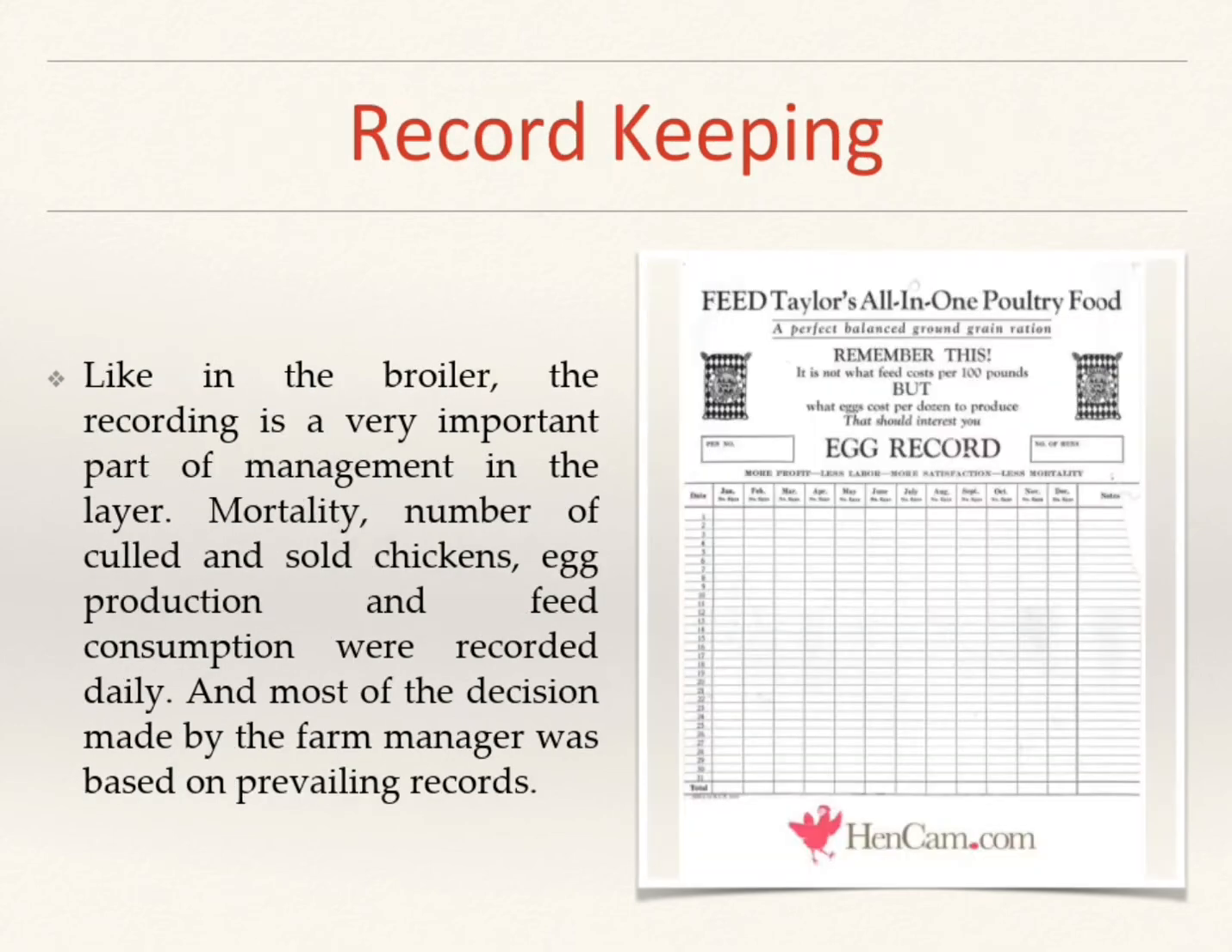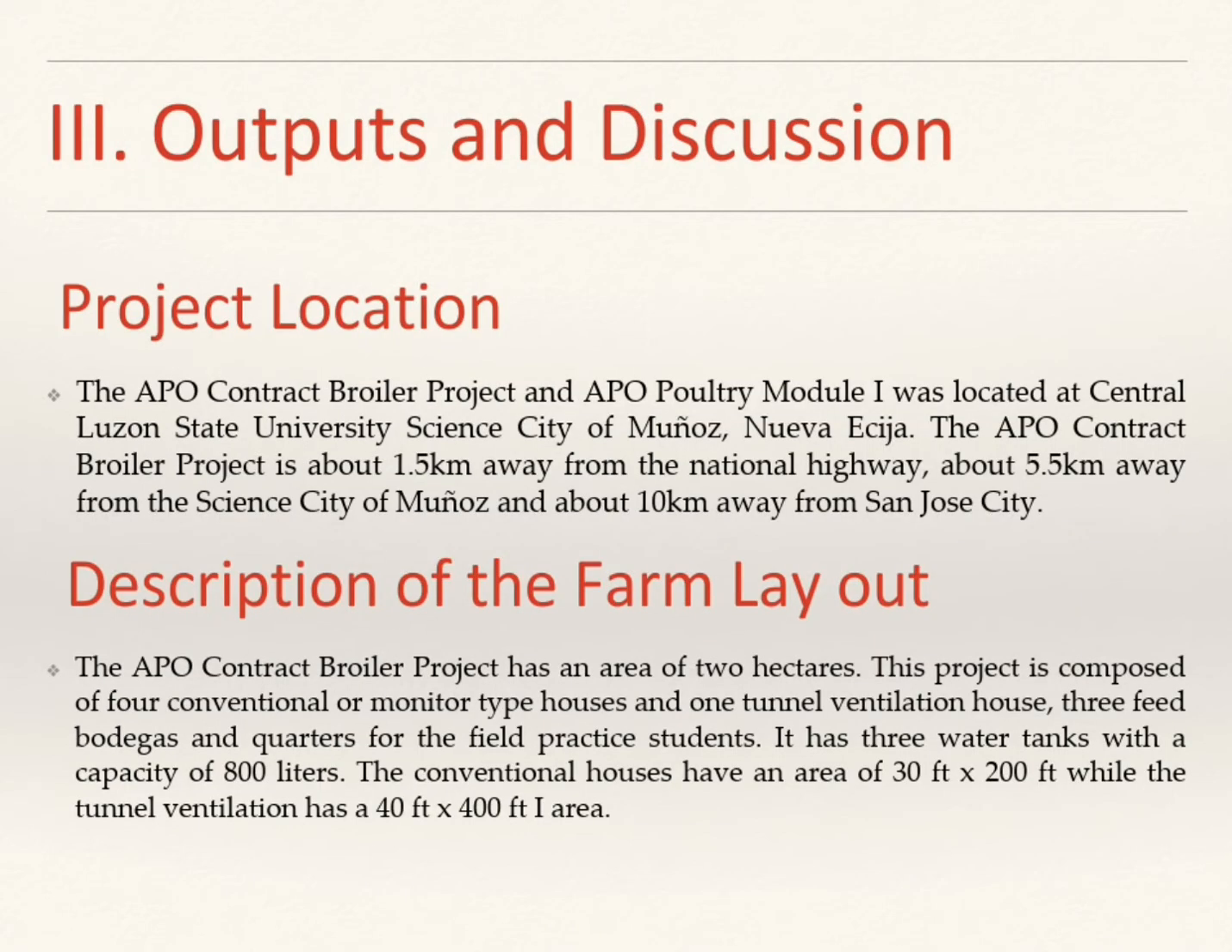Record keeping, as we all know, is the most important part of management, especially in layers, because this is the paper where you can see the mortality, the number of culled and chickens sold, and feed consumption. The most important decisions made by the farm manager were based on prevailing records.